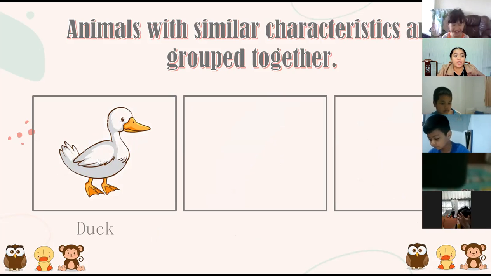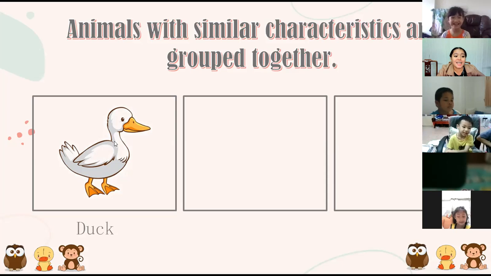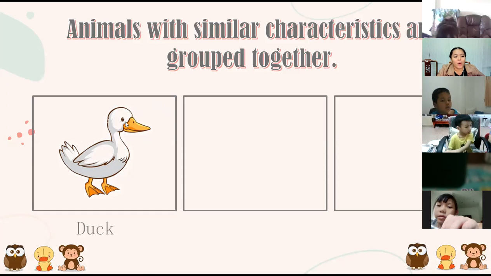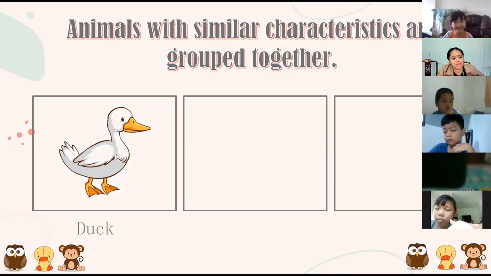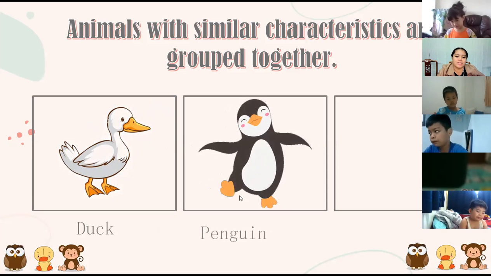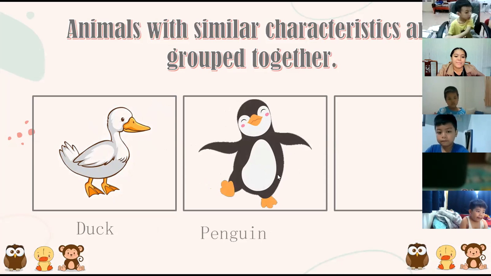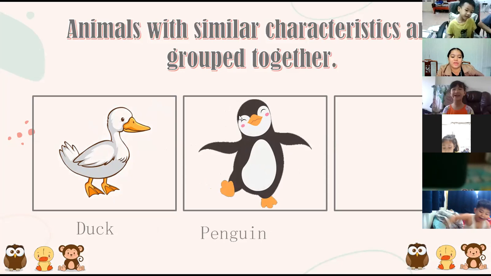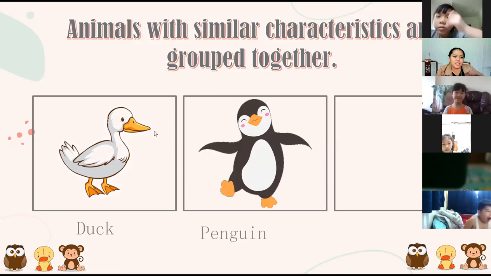Duck belongs to bird animal. A duck is a kind of bird. Why is a duck a kind of bird? Because it has a beak, and it has wings, and its body is covered by feathers. Understand? That's why duck is considered as a bird. All right, next one. What's this? Penguin. Very good.